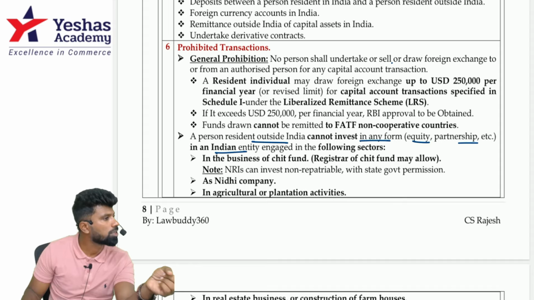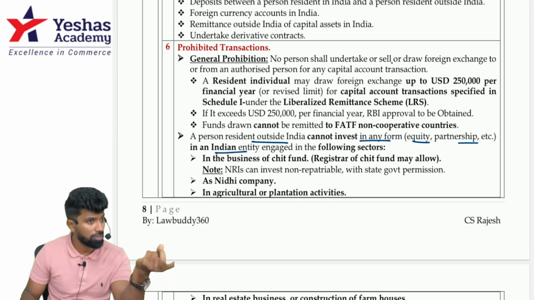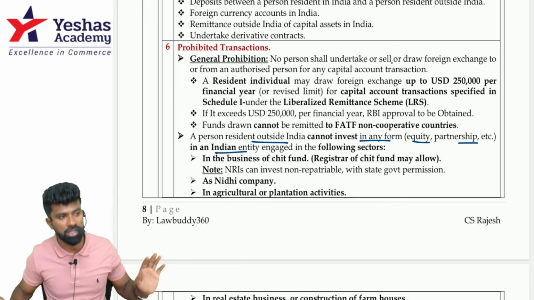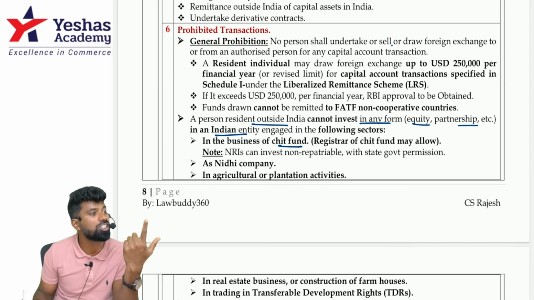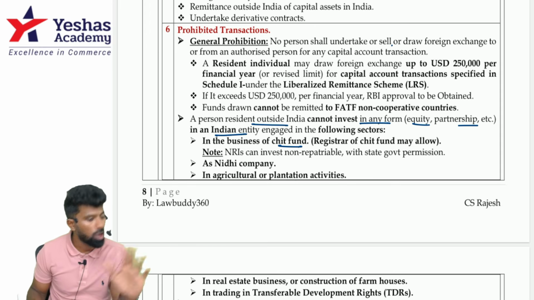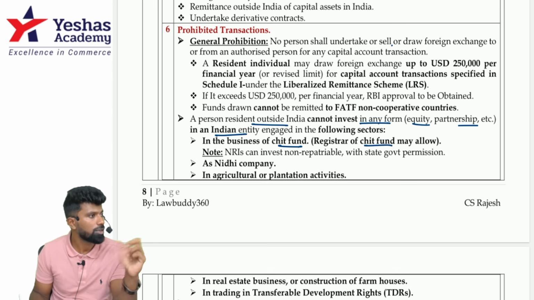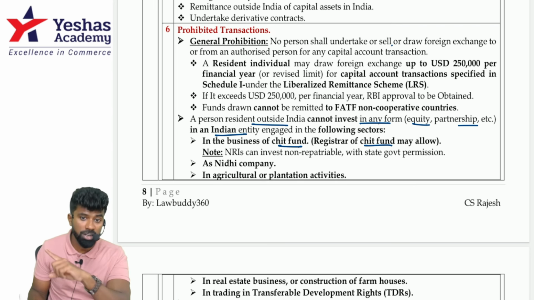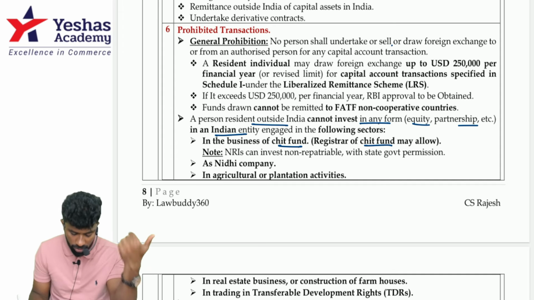A person resident outside India cannot invest, either in the form of equity or capital, in an entity engaged in the following activities. What are they? The first one is the business of a chit fund. Allowed or not allowed? Not allowed. The Registrar of Chit Funds may allow it: with the permission of the Registrar, you can make the investment. But without the approval, can you invest in a chit fund? No, not allowed.